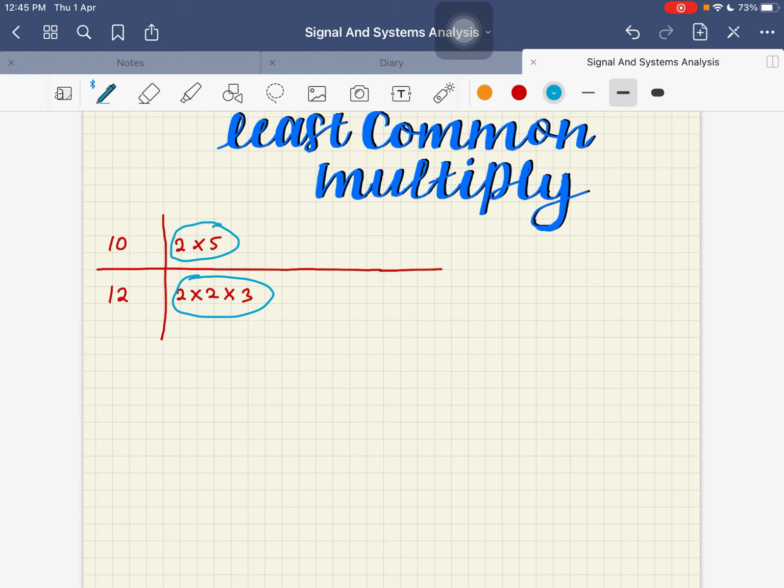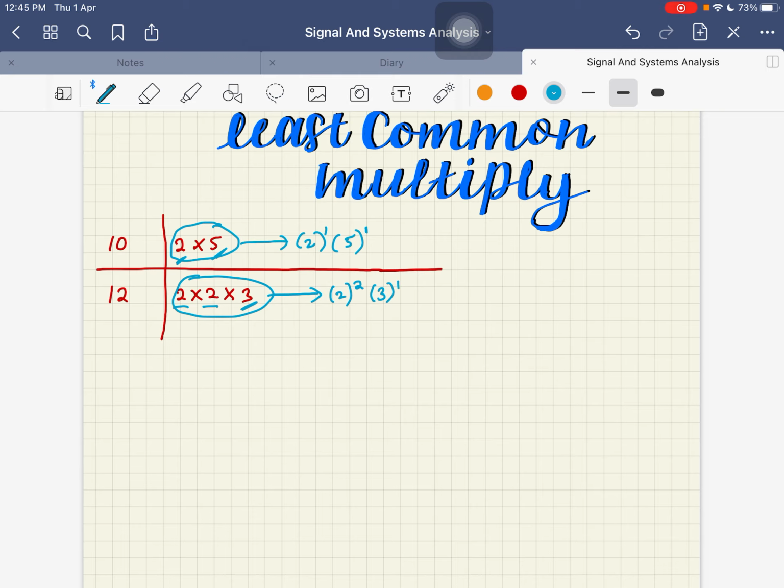For example, in this case we have number 2 and number 5. What is their frequency? Number 2 appears only one time in the first number, so its frequency is 1. And 5 also appears only one time, so its frequency is 1. For the second number, which is 12, number 2 appears 2 times. Here you have 2 times 2, so the frequency is 2. And number 3 appears only one time, so the frequency is 1.